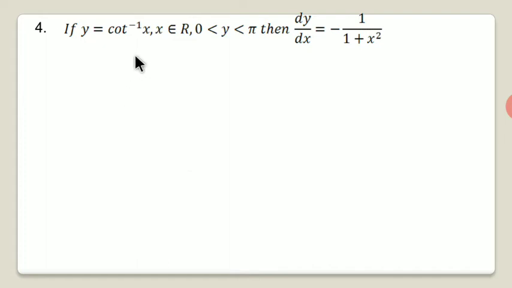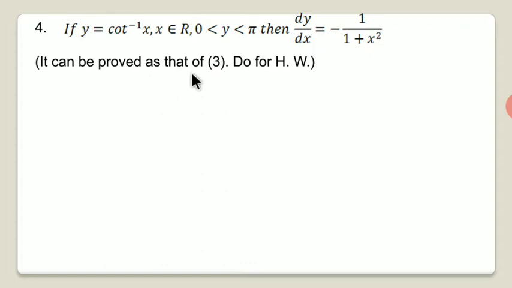Now students, similarly we can find the derivative for cot inverse x. If y is equal to cot inverse x, x belongs to R, 0 less than y less than pi, then dy by dx is equal to minus 1 upon 1 plus x square. Here it can be proved like the proof of the third. Do it for homework. I give you one hint here.